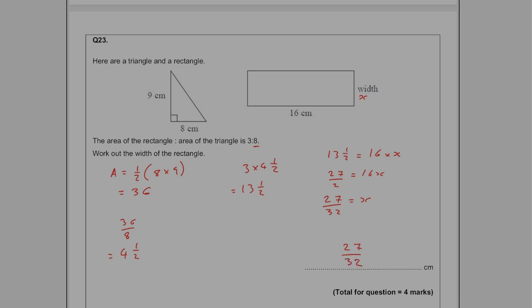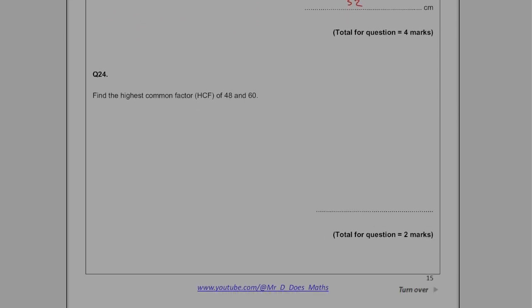And again, that ended up being a bit more complicated than I first intended, because I'd actually got my triangle and rectangle ratio the wrong way around when I wrote the question. So apologies for that.